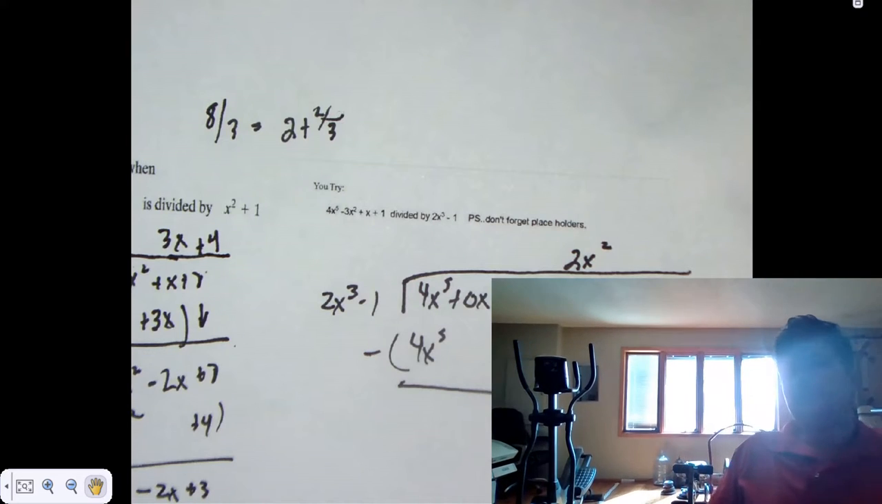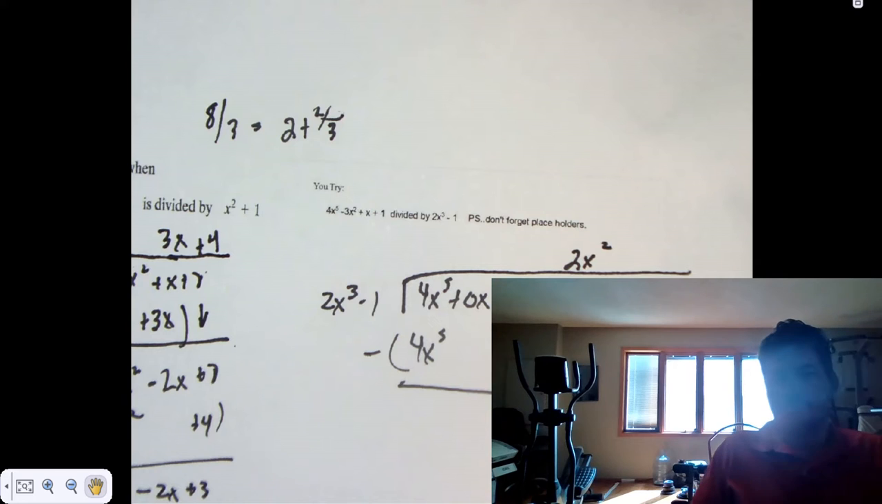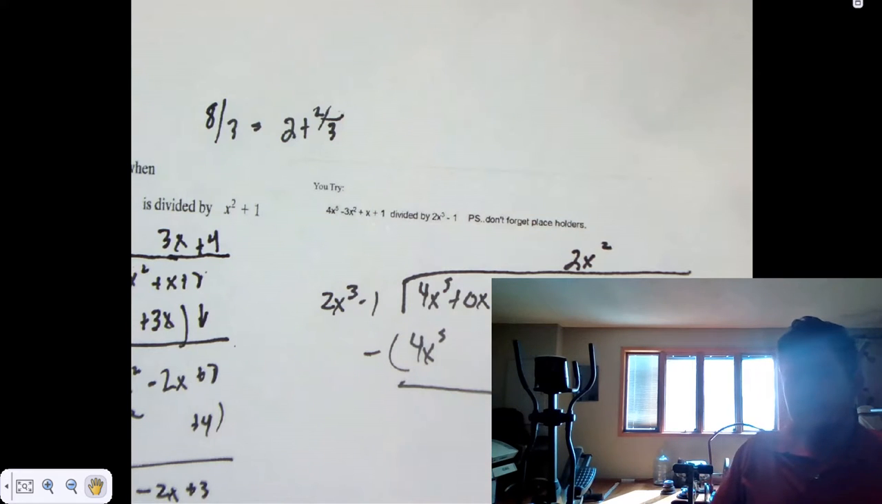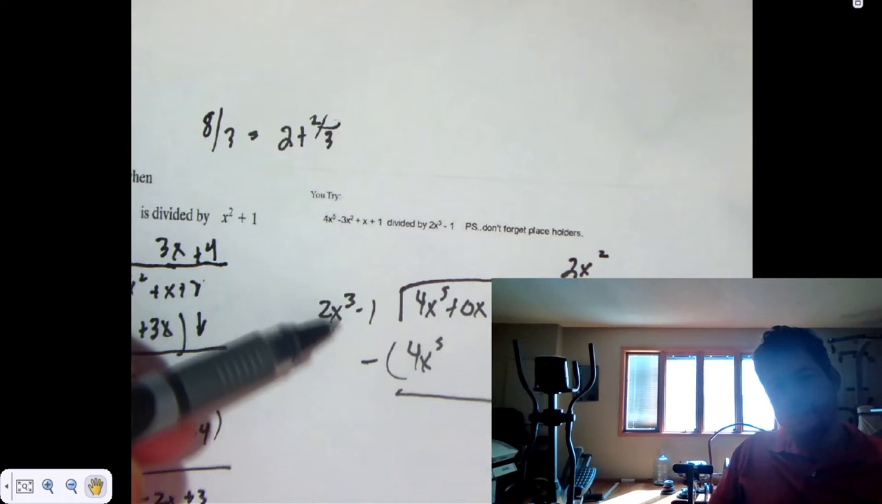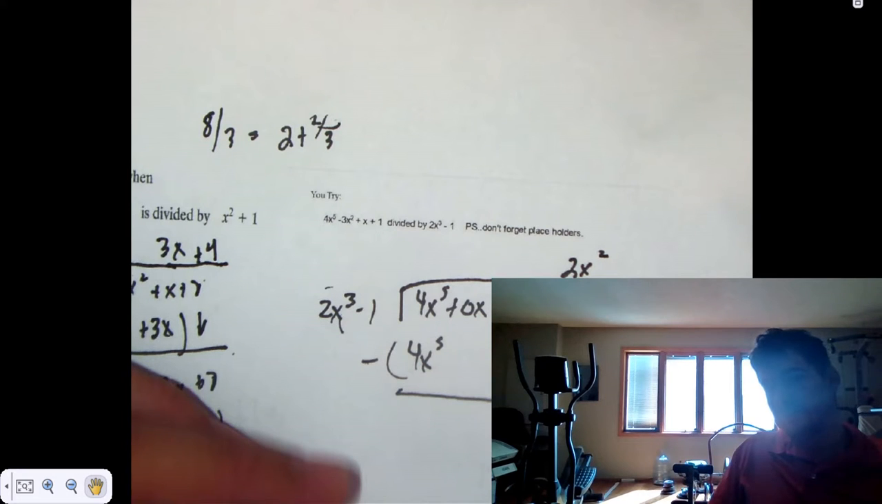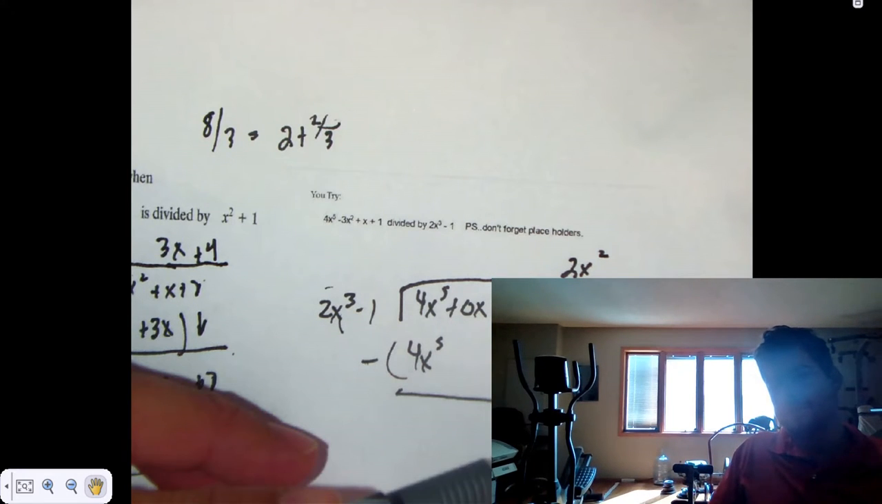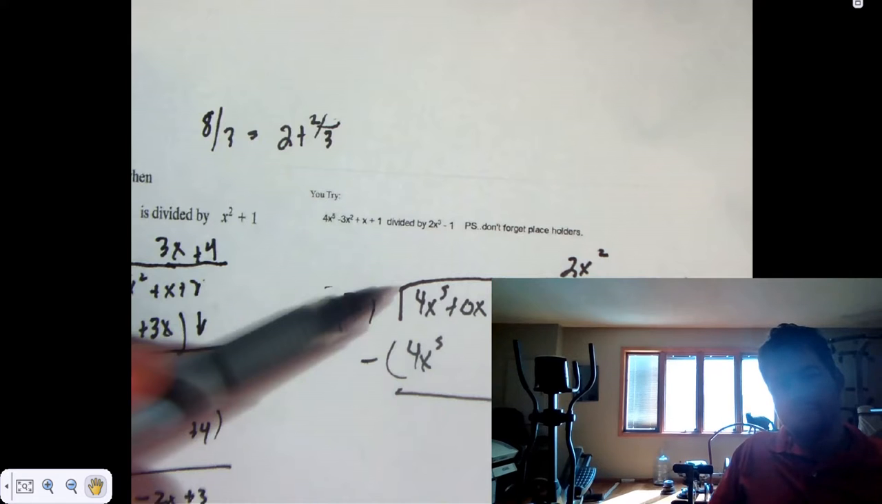And hey, look. Are we done? Yeah, we're done. Why are we done? We're done because you cannot easily turn x cubed into x squared. You can do it through division, not multiplication, even though they're the same thing. So we're done. So we write our answer down.